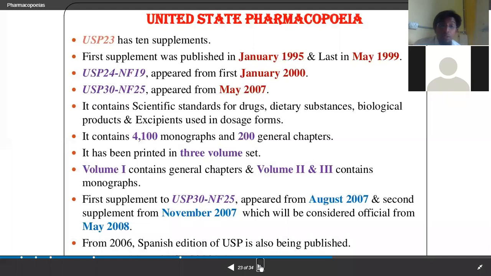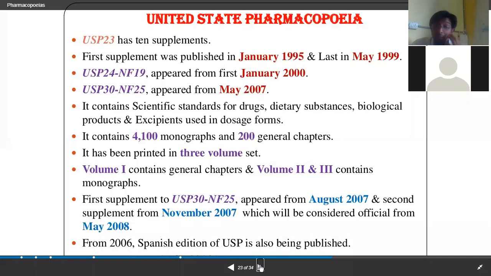The first supplement to the USP 30 National Formulary 25 appeared from August 2007, and the second supplement started appearing from November 2007, which will be considered official from May 2008.